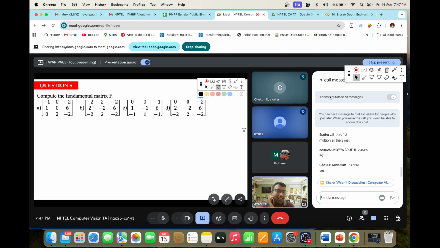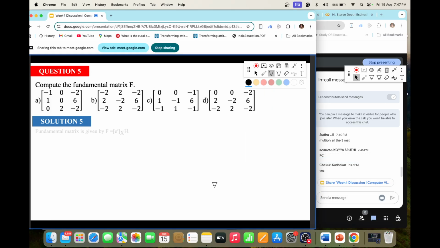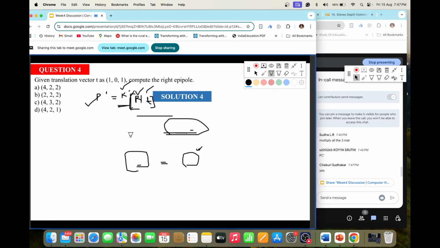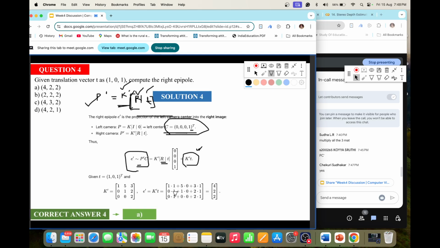So E dash, the only thing is that you have to convert E dash into a skew symmetric matrix first. Once you convert it into a skew symmetric matrix, just multiply by H. We found H in this question, okay? This is the H we have, and this is the E dash we have found in this question.